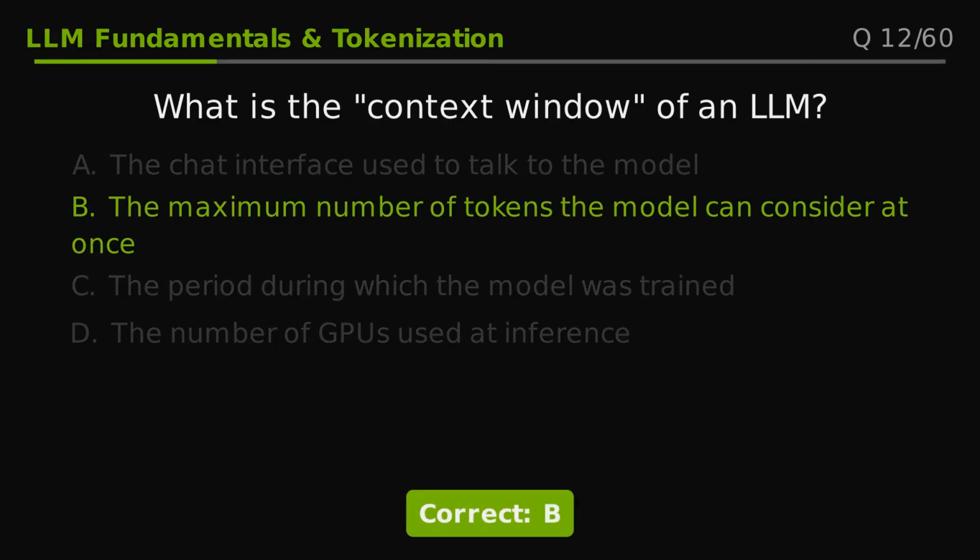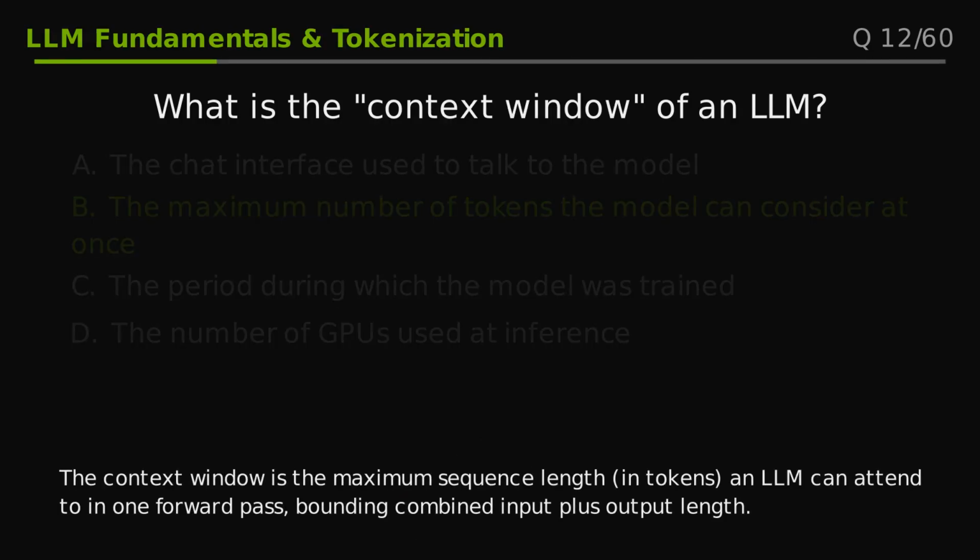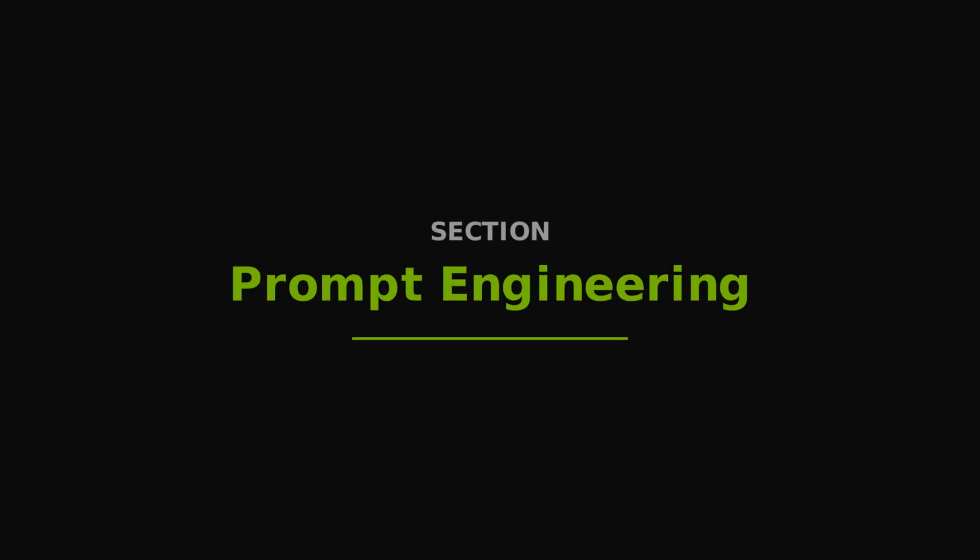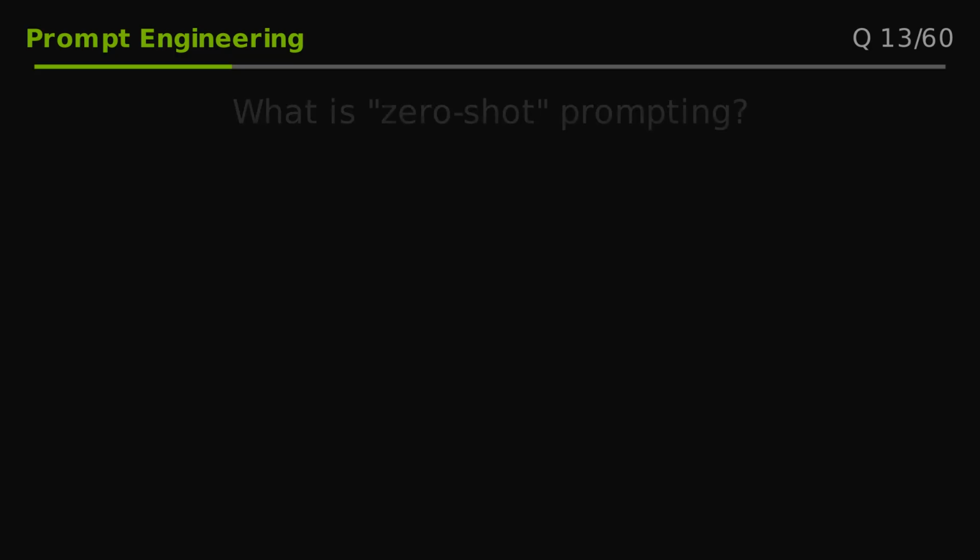The correct answer is A. The context window is the maximum sequence length in tokens that a model can attend to in one forward pass, bounding combined input plus output length. Next section: prompt engineering. Question 13.